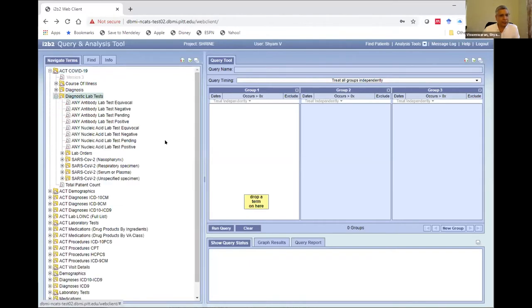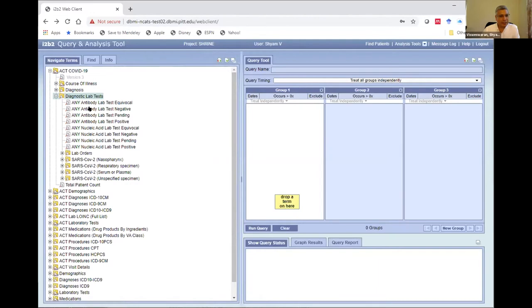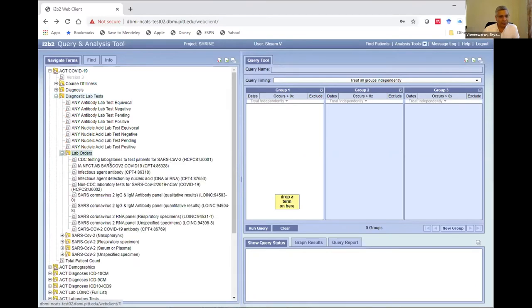Let me show you briefly the lab test. So this group of concepts are all derived from LOINC. And this is the part of the ontology which gets updated pretty frequently as LOINC introduces new codes for the new lab test. And so all the LOINC codes are separated into two groups. So you have lab orders. So these are various kinds of orders that you can put in for testing for the COVID virus.